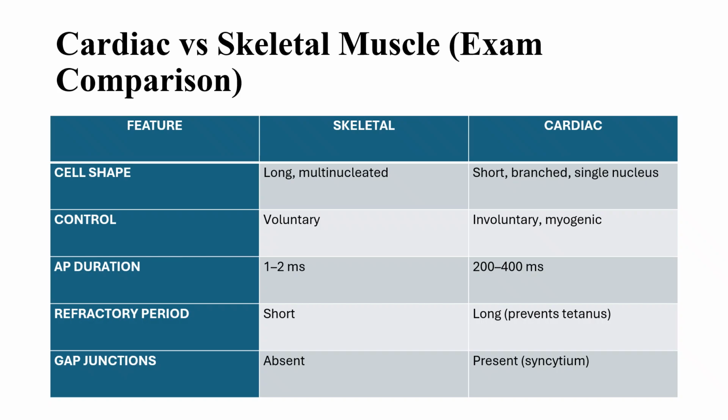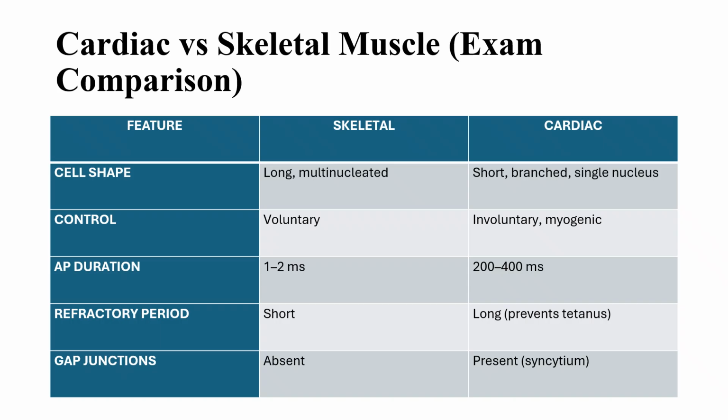entirely. Finally, gap junctions. These are absent in skeletal muscle, meaning each fiber contracts independently. In cardiac muscle, gap junctions are abundant, connecting cells electrically through the intercalated discs. This transforms the heart into a functional syncytium, allowing impulses to spread rapidly and synchronously.